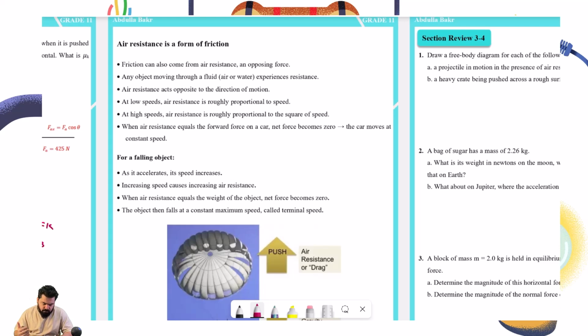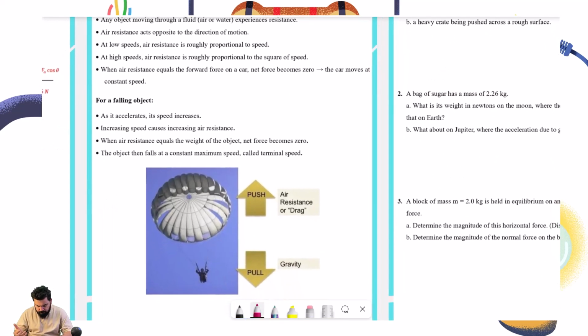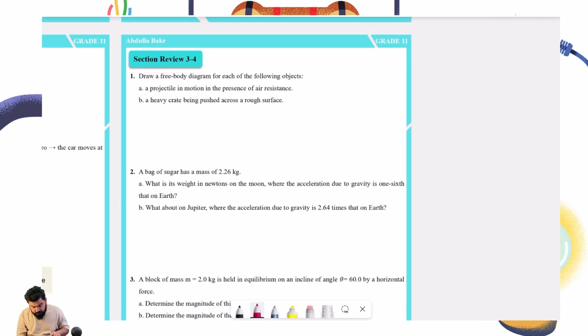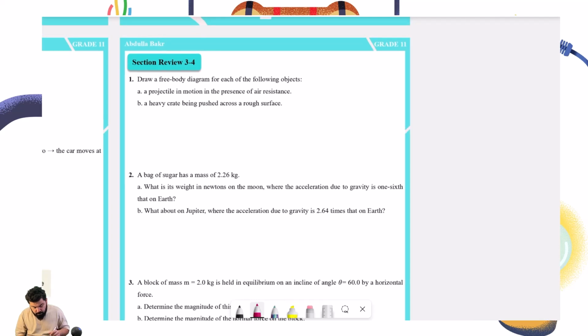Air resistance is also a form of friction. For example, somebody is using a parachute. Air resistance is applying a force upward, and the gravity is applying a force downward. So air resistance is always opposite to the gravity. I'm going to solve question 2 because it's an important question.